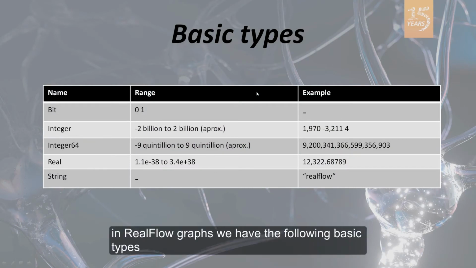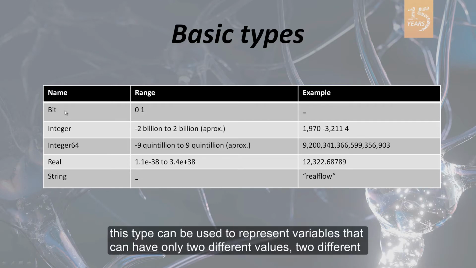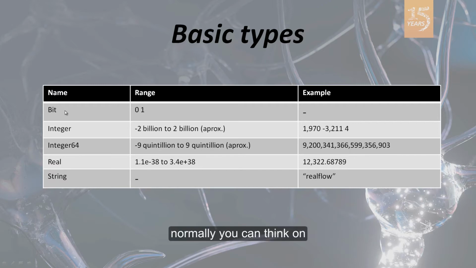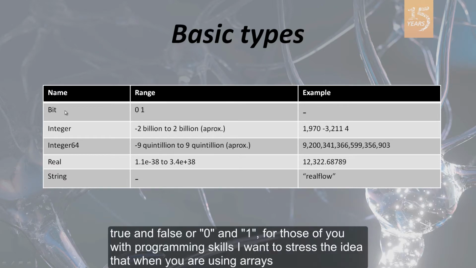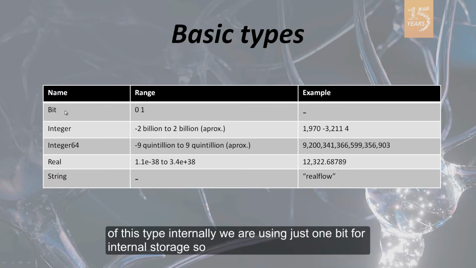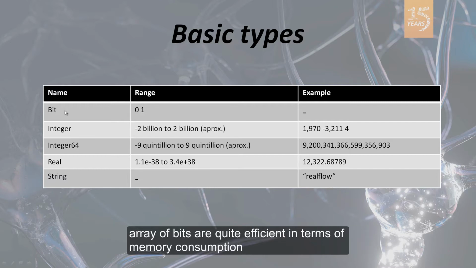In RealFlow graphs, we have the following basic types. Bit: this type can be used to represent variables that can have only two different values, two different states. Normally, you can think of true and false, or 0 and 1. For those of you with programming skills, I want to stress that when you are using arrays of this type, internally we are using just 1 bit for storage. So arrays of bits are quite efficient in terms of memory consumption.